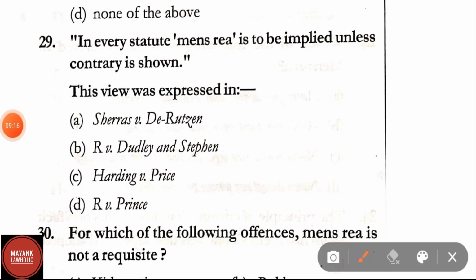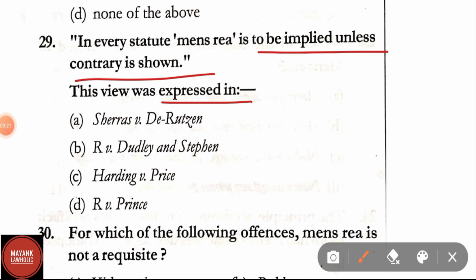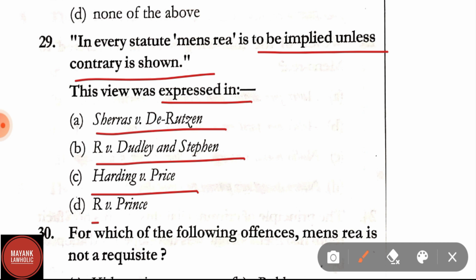Question number 29. In every statute, mens rea is to be implied unless the contrary is shown. This view was expressed in, options are: Sherras versus De Rutzen, R versus Dudley and Stephens, Harding versus Price, and R versus Prince. Correct answer is Sherras versus De Rutzen.